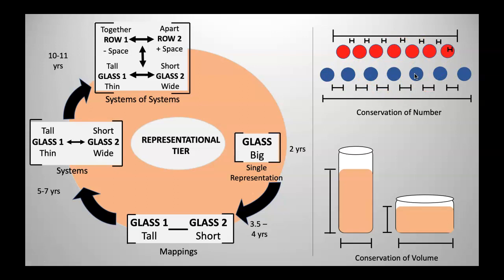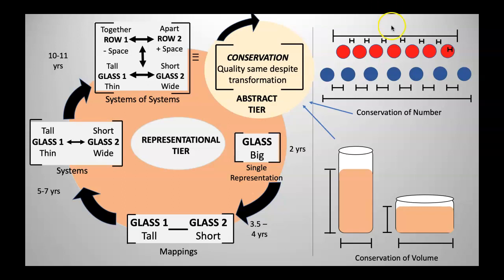That's 7-year-old stuff. 11-year-old stuff is the child understands conservation of number and conservation of volume, and is able to abstract what's common to both of those. And when they abstract what's common to both of those, you get the general abstract concept of conservation. The concept that quality of the thing remains the same despite a transformation in its appearance. That's an abstraction. That's an abstract concept of conservation. This concept of conservation here at the systems level is a concrete understanding of conservation.